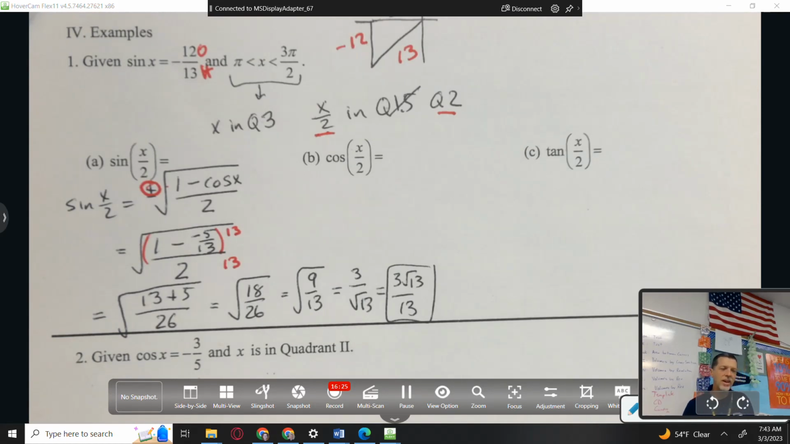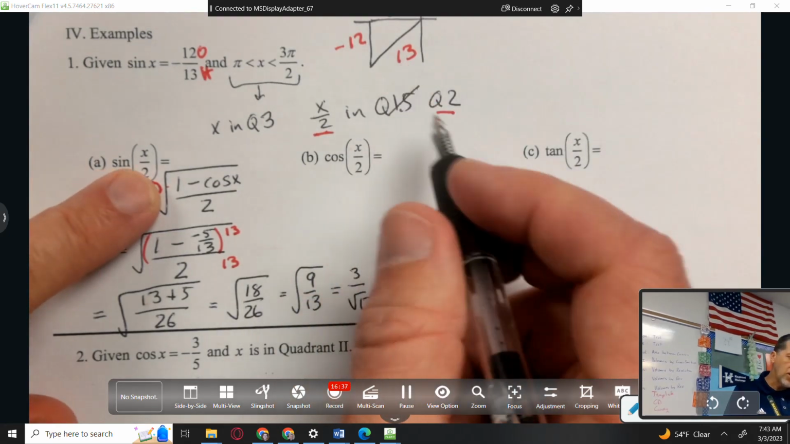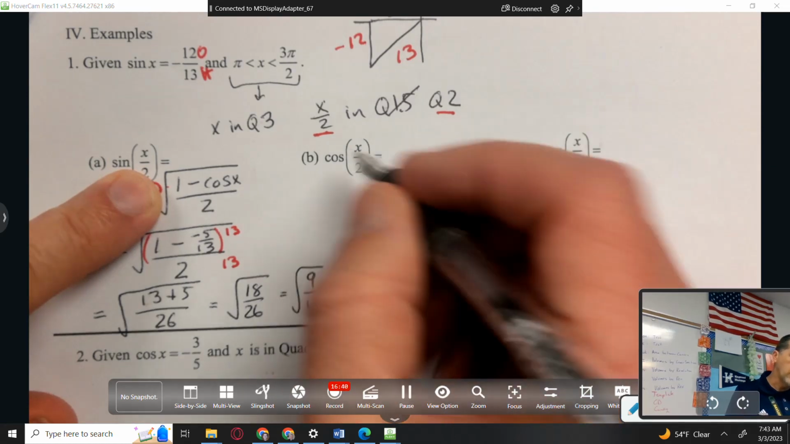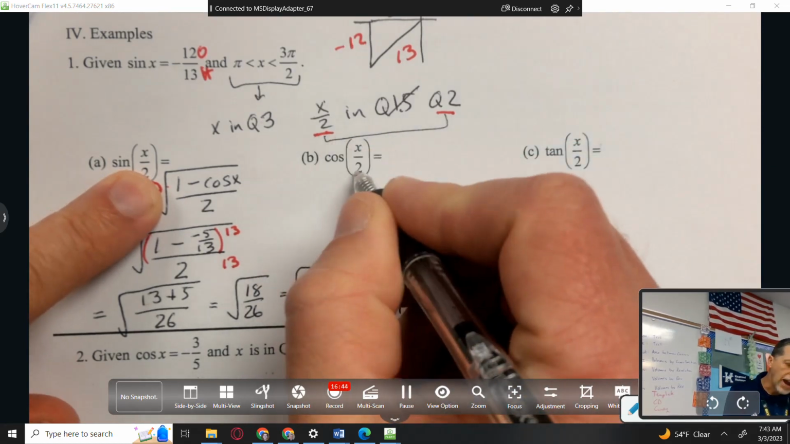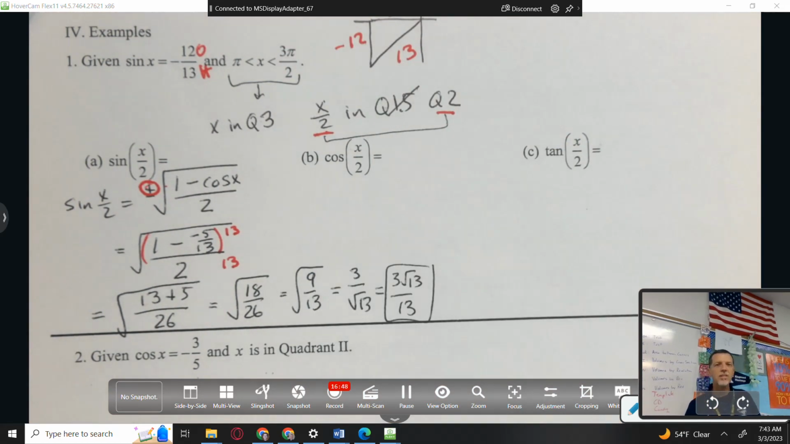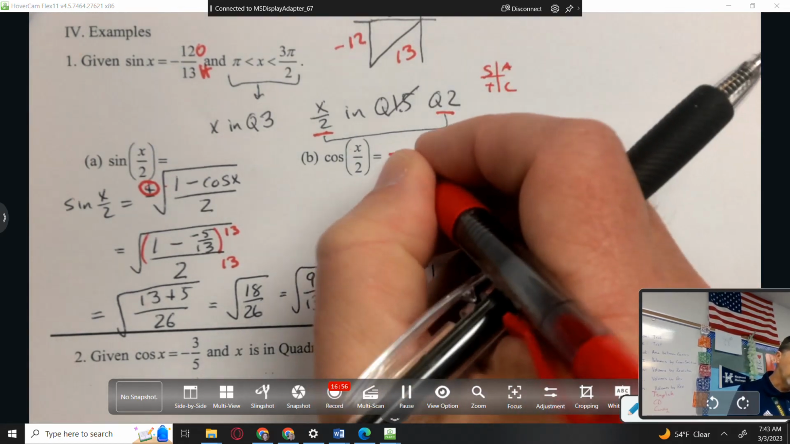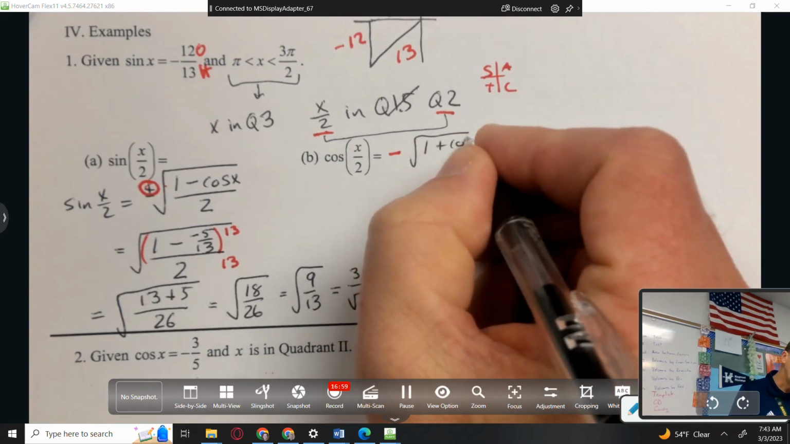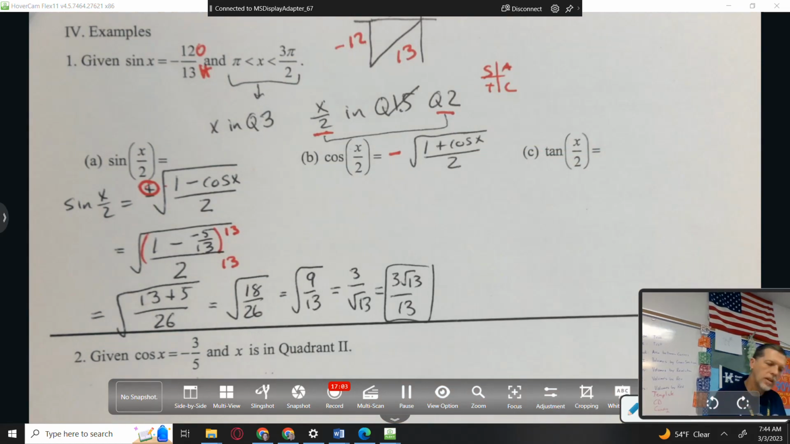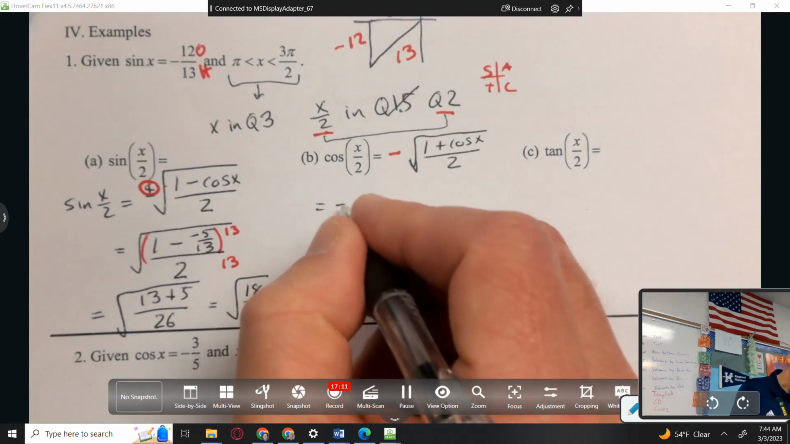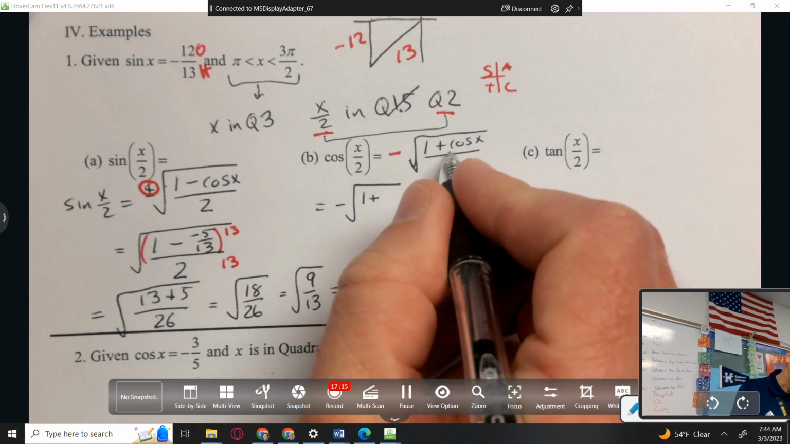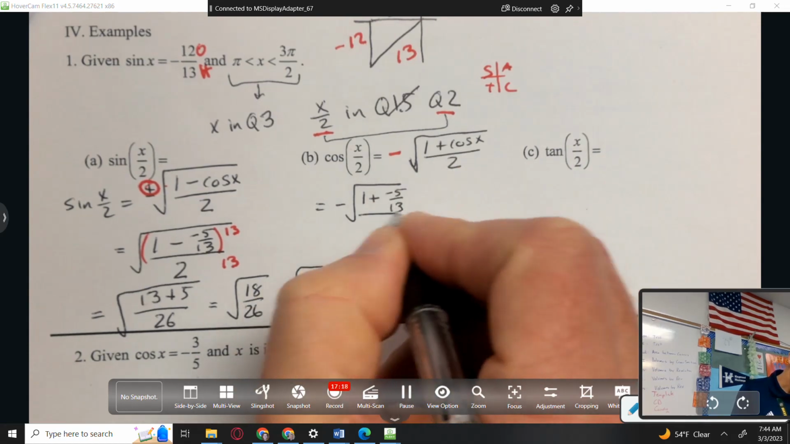So these are just a blast because you've got to pick the sign, and then you've got to be careful with fractions and square roots and fixing. Part B, cosine of x over 2. I've already got my picture. I know x over 2 is in quadrant 2. And if x over 2 is in quadrant 2, what's the cosine? Positive or negative in quadrant 2? Negative. So I'll use the negative square root of 1 plus cosine of x all over 2. Careful, that square root goes to the top and the bottom. So negative 1 plus negative 5/13 all over 2.